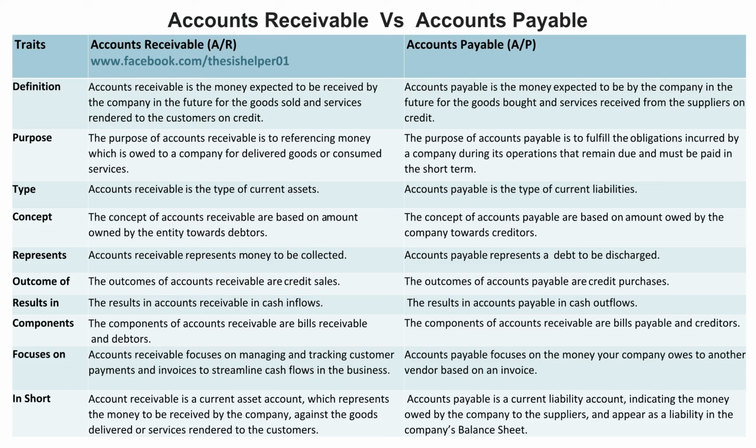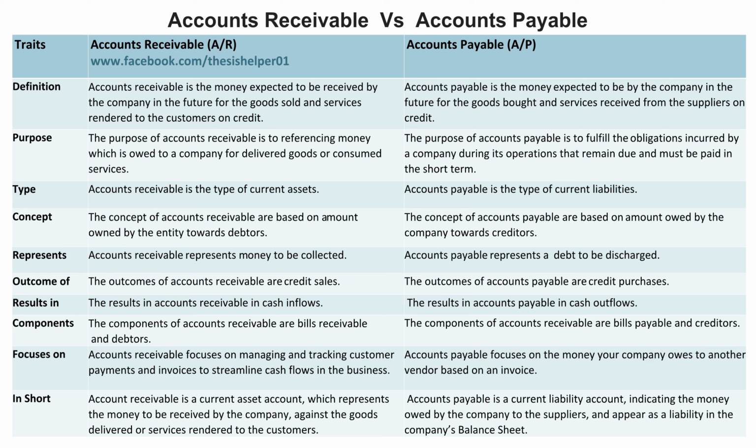Whereas, accounts payable is the money expected to be paid by the company in the future for the goods bought and services received from the suppliers on credit. The purpose of accounts receivable is referencing money which is owed to a company for delivered goods or consumed services. Whereas, the purpose of accounts payable is to fulfill the obligations incurred by a company during its operations that remain due and must be paid in the short term.